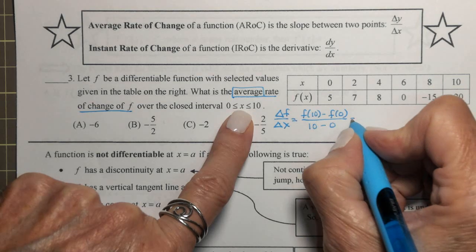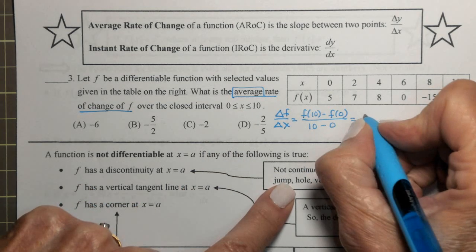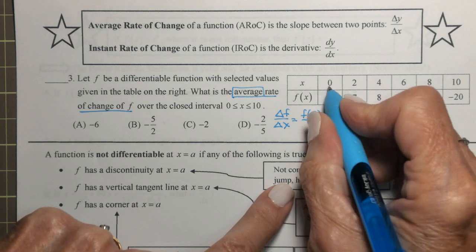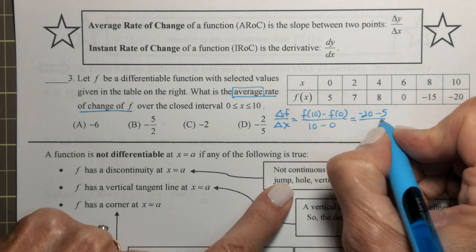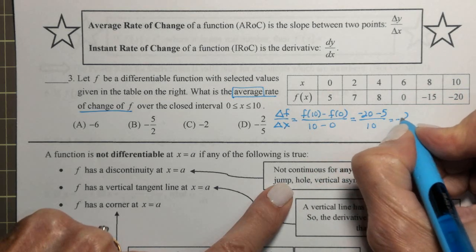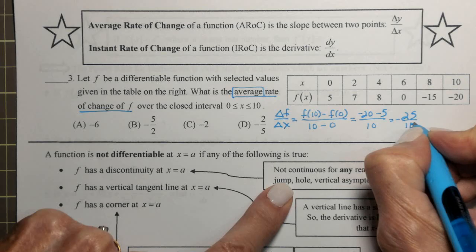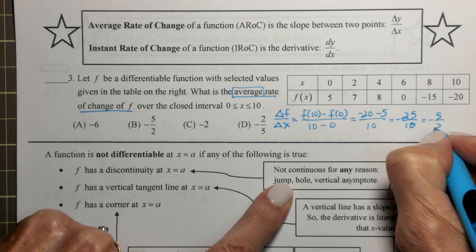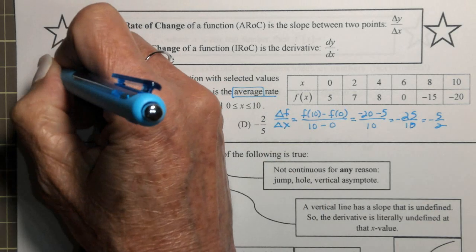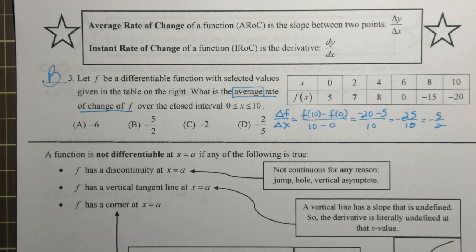And now I'm going to go to the table to get these values. F of 10 is negative 20. F of 0 is 5. That's negative 25 over 10, which is negative 5 over 2. B. Okay, little average rate of change question. That's always on the AP exam, you guys. Average rate of change.